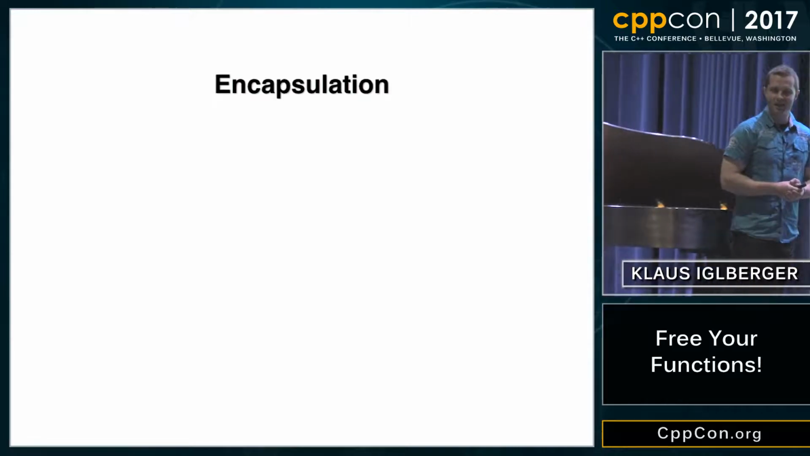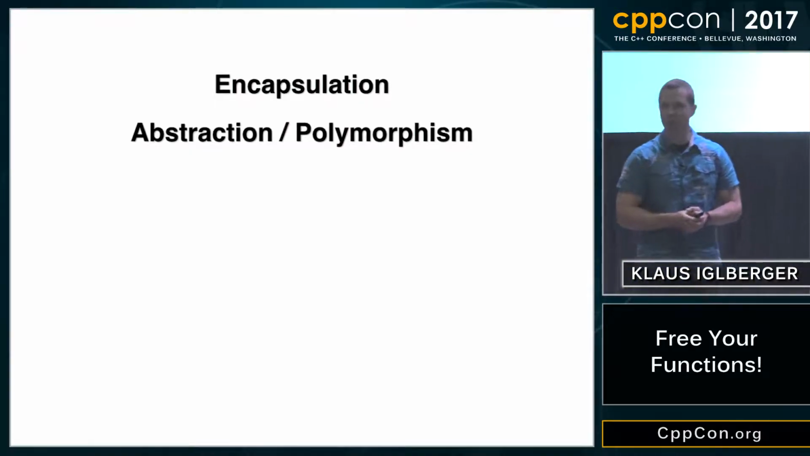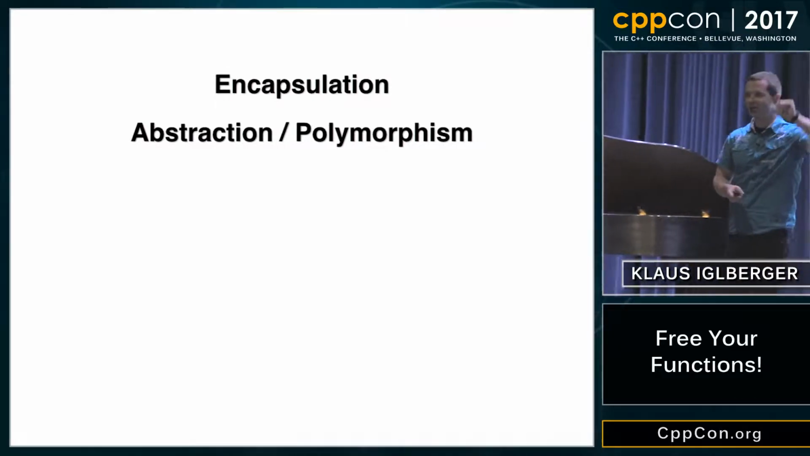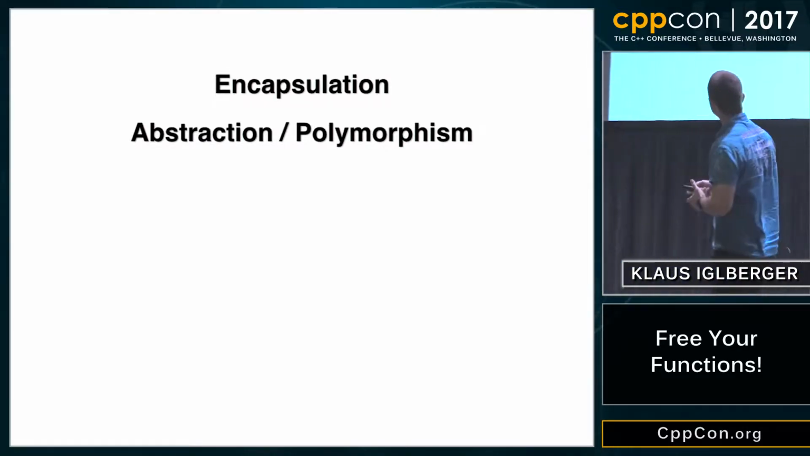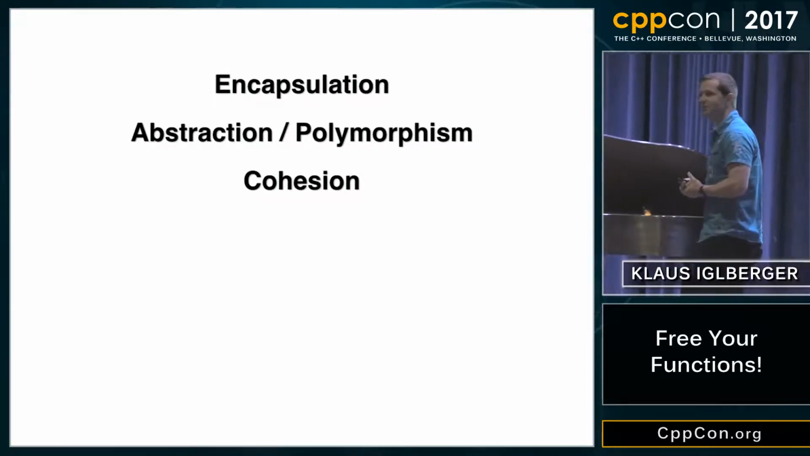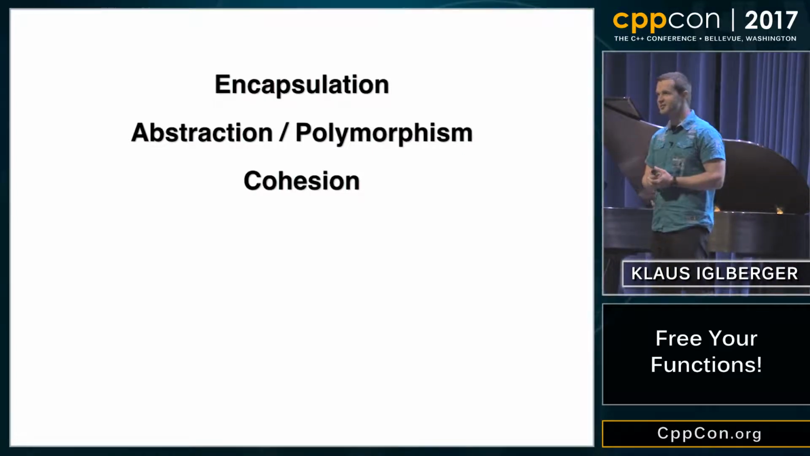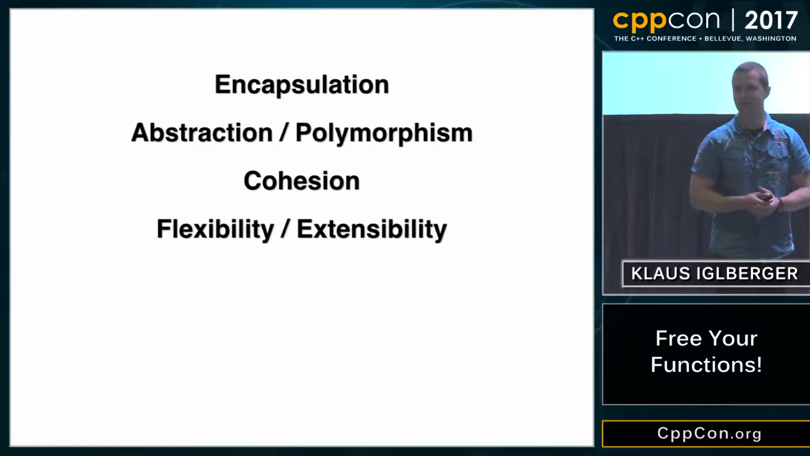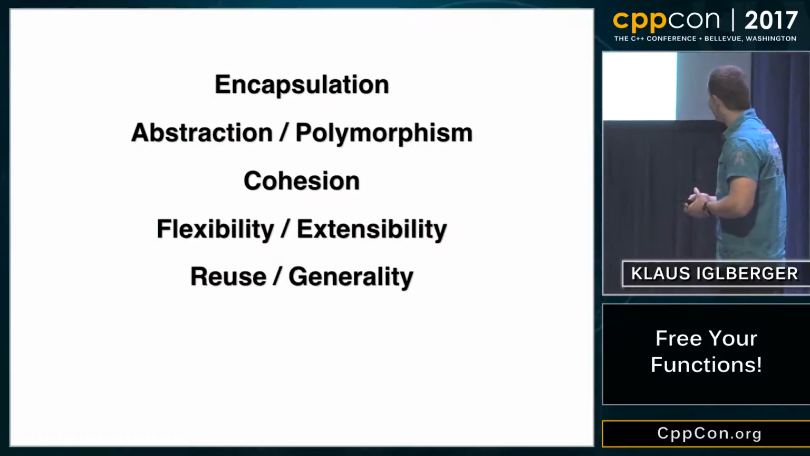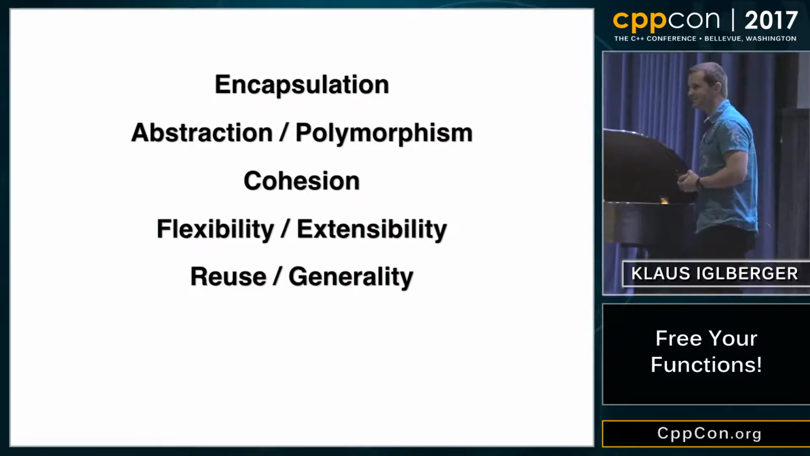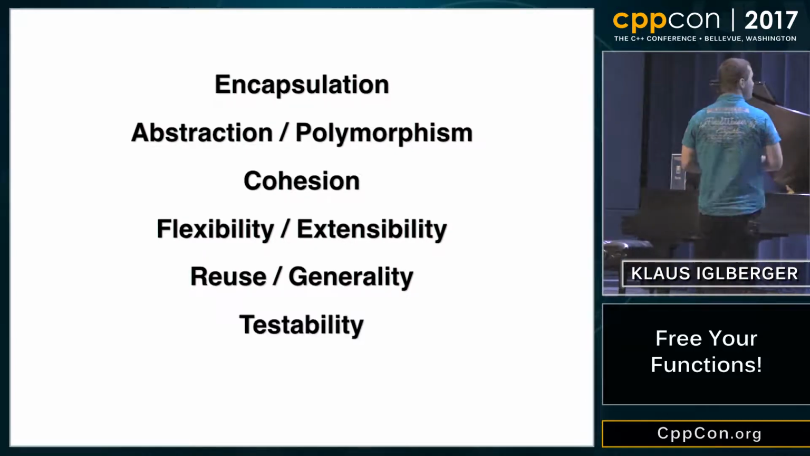All right, so second one, abstraction and polymorphism. Is this something good? Is this something that we should have? Who agrees? Okay, well, perhaps we have some common ground here. Cohesion. The things are following a certain principle. Okay, this is about 50%. Flexibility, extensibility. Oh, almost everybody. Reuse, generality. Oh, again, almost everybody. Yeah, we have some common ground here.